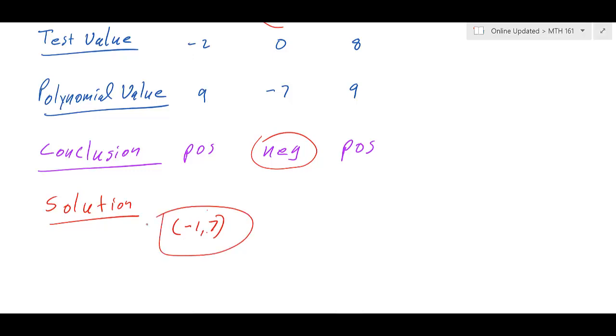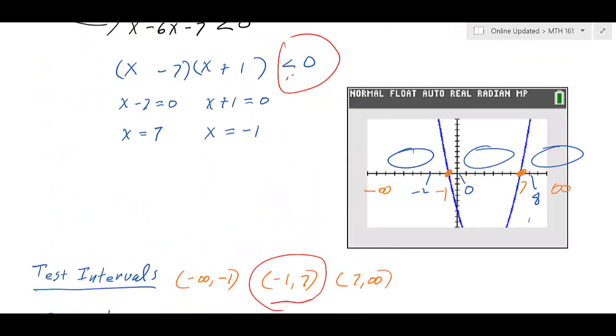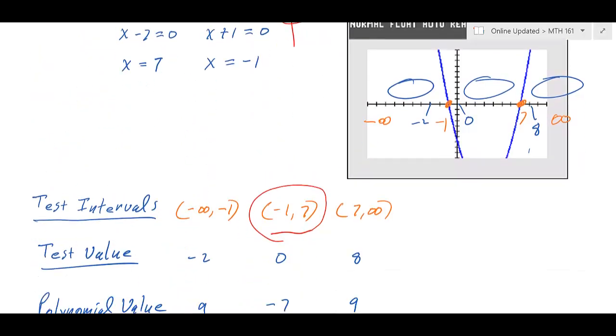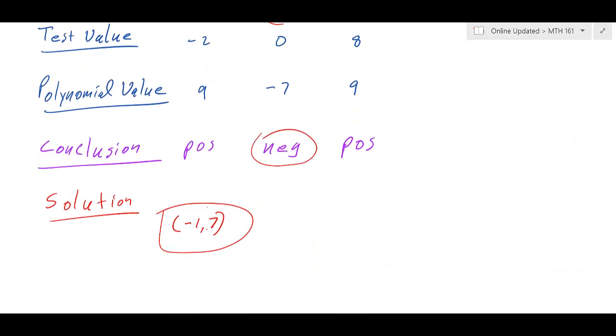Now, once again, because the inequality is strictly less than, we only look at the values between negative 1 and positive 7. So that's how we could list our solution.